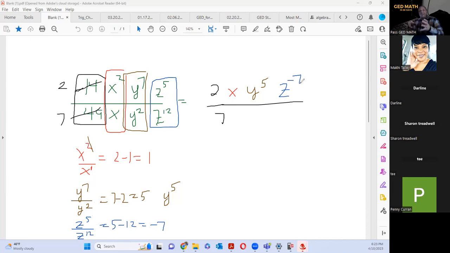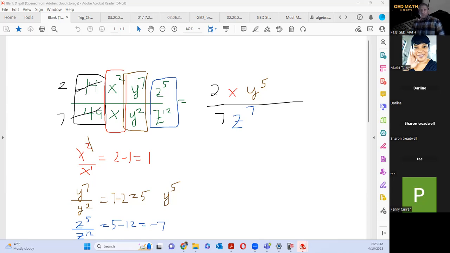Are we going to keep a negative exponent? No, we're going to make it positive. So we're going to put the z to the 7th, move it to the bottom, and that negative exponent becomes positive. So now your final answer would be 2x y to the 5th divided by 7z to the 7th.